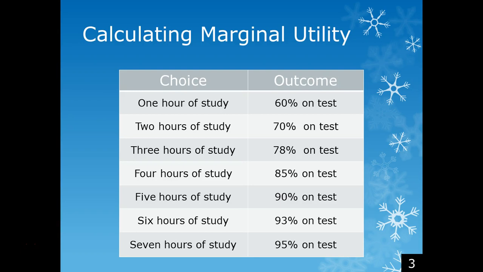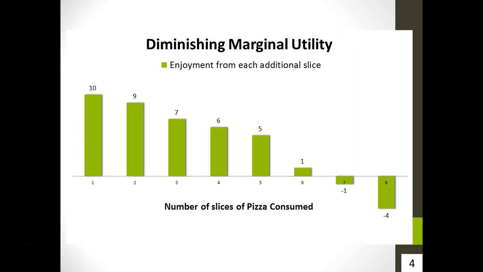So that shows diminishing marginal utility. And you can calculate what is the marginal benefit of each hour. And the marginal cost is whatever you give up to study for 1 more hour. So if you study for 1 more hour, you're giving up sleep or you're giving up partying, right? That's the marginal cost. So here's the diminishing marginal utility graphed out.